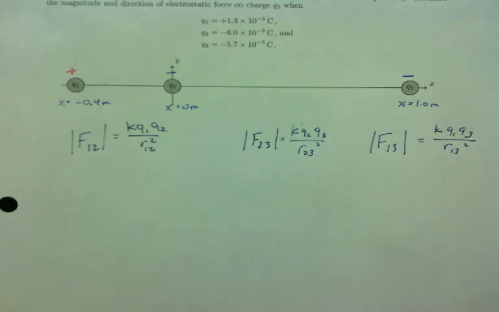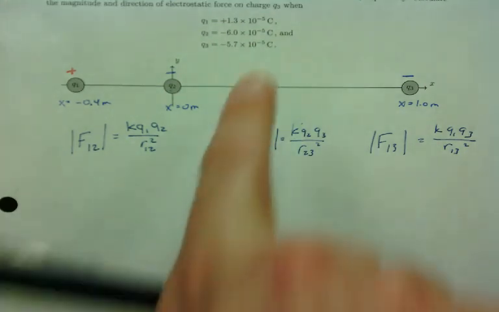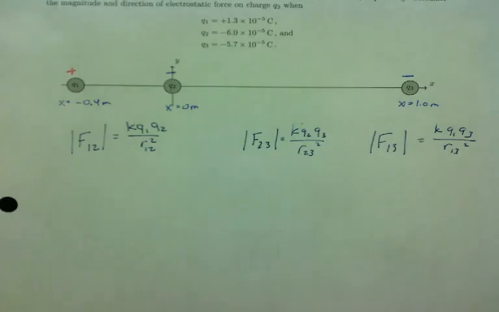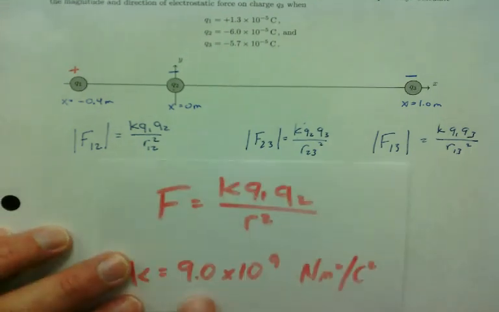And I'm calculating the absolute value, so for the time being I'm going to ignore the fact that some of these charges are positive and negative. We're going to come back to that in a second, but I find it easier to ignore it at this step in the problem. All right, so we know what K is.